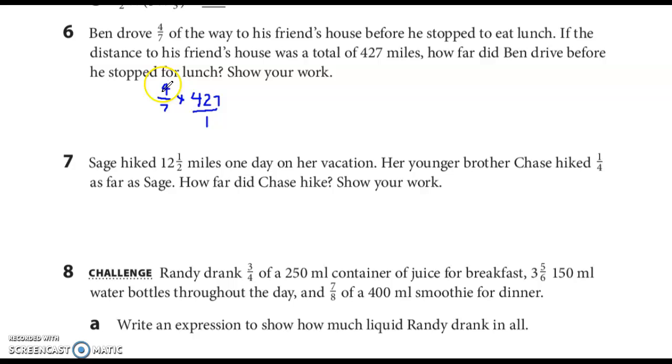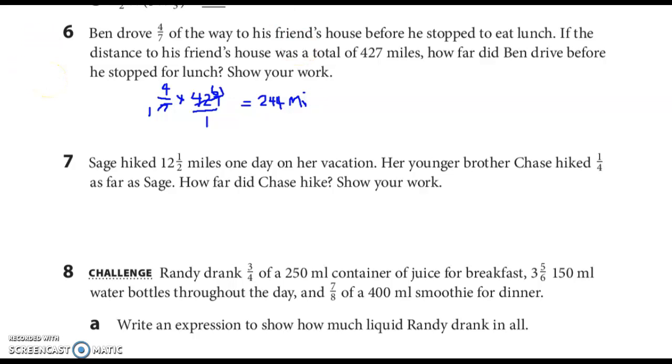So I know 4/7 times 427 over 1, 7 goes into 427, so I'm going to cross cancel. I'm going to divide both the 7 and the 427 by 7. 7 divided by 7 is 1, and 427 divided by 7 is 61. So now I have both fractions over 1, so I just have to worry about the top. 61 times 4 is 244 miles. So he traveled 244 miles before he stopped for lunch.